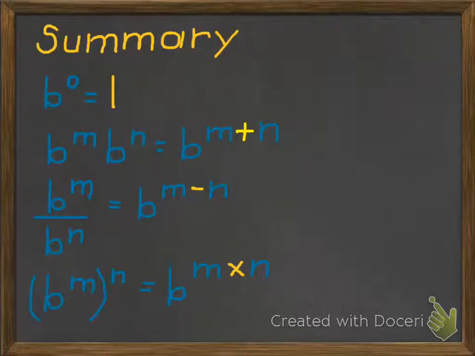To summarize the rules, the zero exponent rule says any base raised to the power of 0 is 1. The product rule says that whenever you multiply like bases, you add the exponents. The quotient rule says whenever you divide like bases, you subtract the exponents. And finally, the power rule says when you have a power to a power, you multiply the exponents. And remember, the base should be a real number, and the exponents should be positive integers.